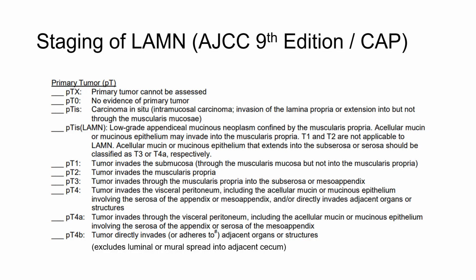In terms of staging, lamin is somewhat unique in that we essentially skip T1 and T2. So lamins that are confined to the submucosa or muscularis propria are staged as in situ lesions, and this is because they can be cured by appendectomy. We then skip T1 and T2. T3 is when either the epithelium or mucin from the lamin is going into the subserosa or mesoappendix, and T4 is characterized by extension to the serosal surface for T4A, or extension into surrounding structures for T4B.